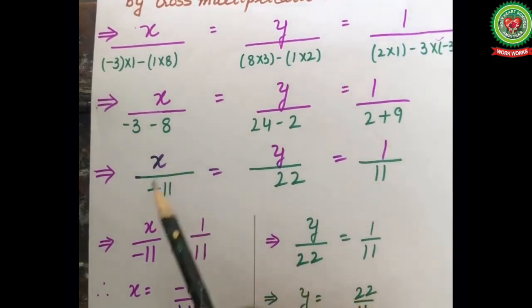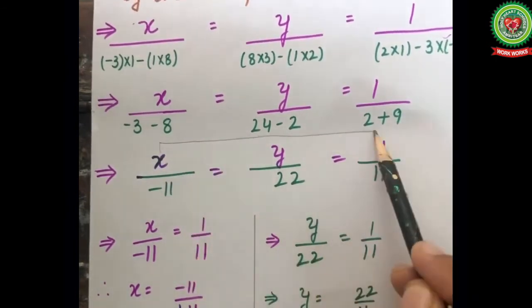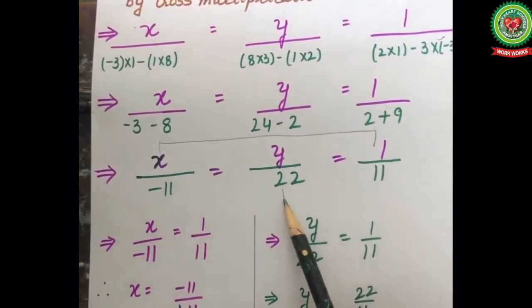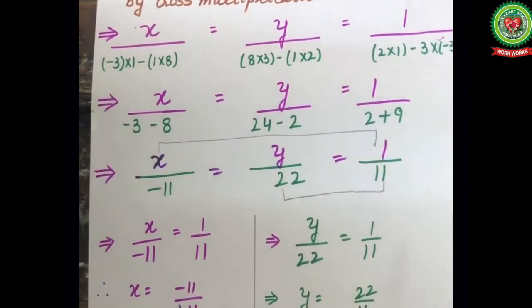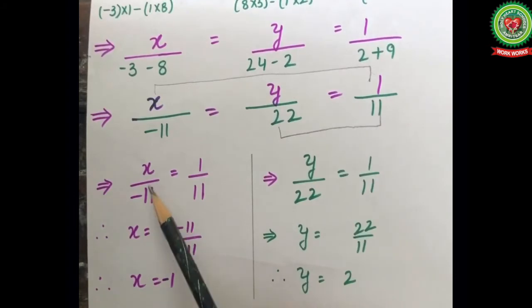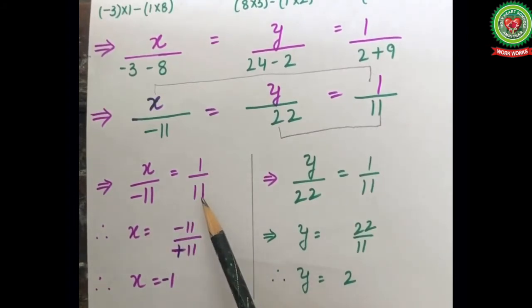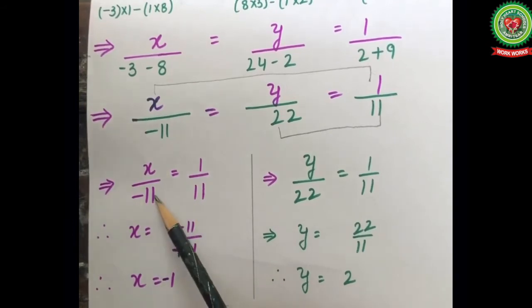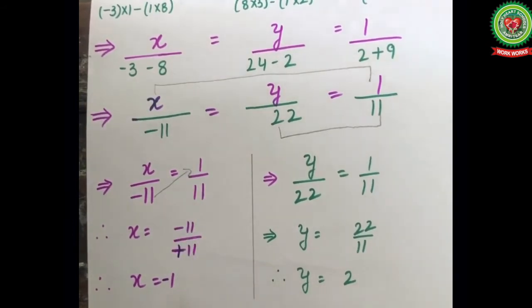Now students, we are going to do the clubbing of first and third term and second and third term. So on comparing first and third, we get x upon minus 11 is equal to 1 upon 11. So now we are going to shift this minus 11 to the other side. So on shifting we get x is equal to minus 11 upon 11. So on doing cutting we get x is equal to minus 1.